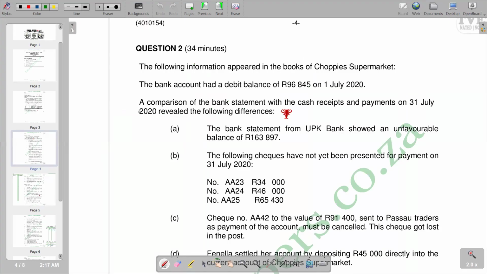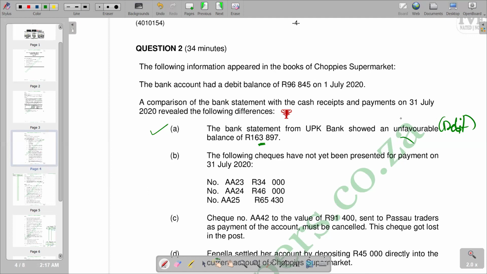We are also told that a comparison of the bank statement with the cash receipts and payments journal on 31 July created the following differences, which we need to adjust. The first item says the bank statement from the bank showed a favorable balance of 163,897. Remember, when it's unfavorable, it will be a debit balance on the bank reconciliation. When it's favorable, that's when it's going to be our credit balance.